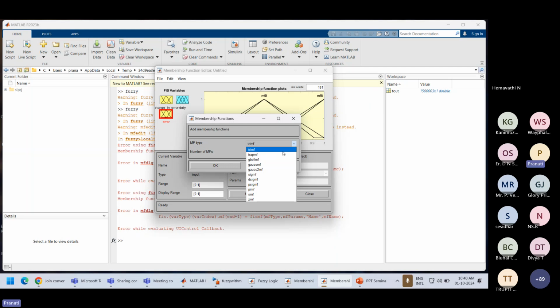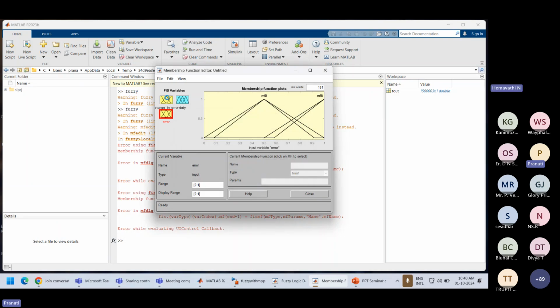See, Gaussian membership function, these all are having different curves. Similarly, for change in error also, see, by default it is given.